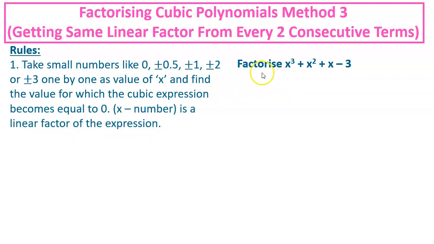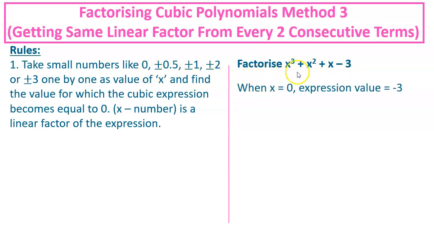So we will be starting with the value x equal to 0. When x equal to 0, the first terms are 0, 0 plus 0 plus 0 and minus 3. So the expression value is equal to minus 3. Next, I usually don't take the fractions first. First of all, I try the integers and then come to the fractions. So I'll be starting with plus 1.